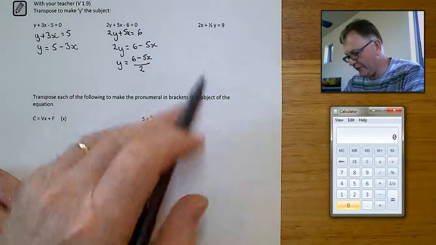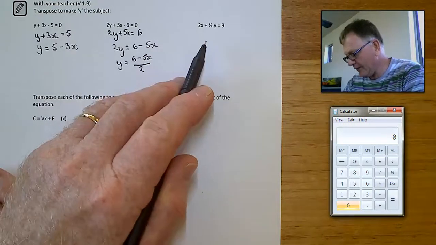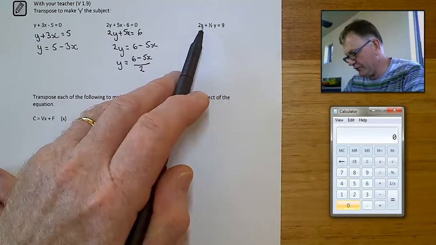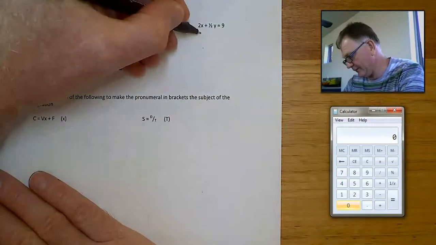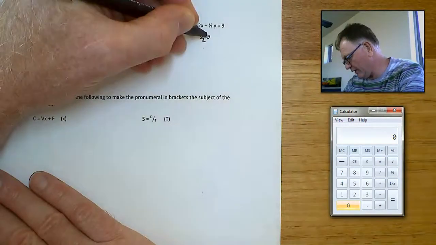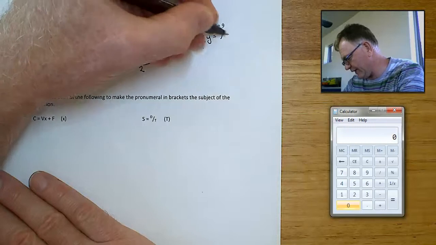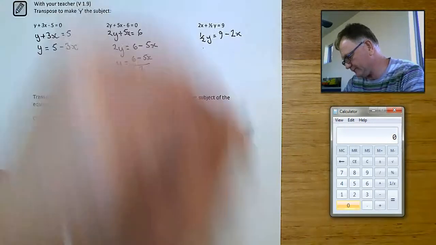If I want y to be the subject of this equation here, I might start by moving the 2x over to the other side, and you can do that by taking it away from both sides. Half y is equal to 9 take 2x.